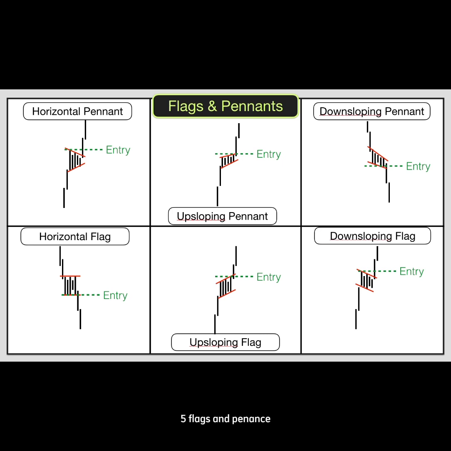5. Flags and pennants. Both flags and pennants are short-term continuation patterns that typically appear after a significant move, up or down. They often signal a pause in market momentum before the price continues in the same direction as the preceding move. Bull flag, think of it as a small rectangular pullback after a strong bullish climb. The flagpole is the significant upward price move, and the flag is the minor downward channel that follows. Once price breaks above the flag's upper boundary, it often continues in the original bullish direction.